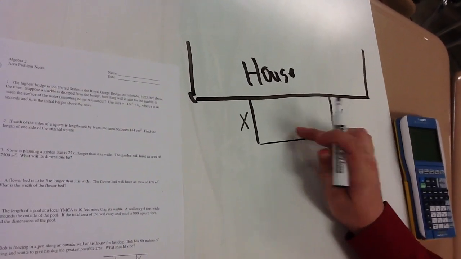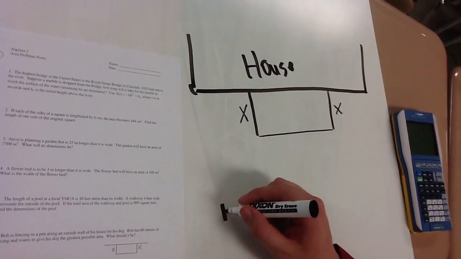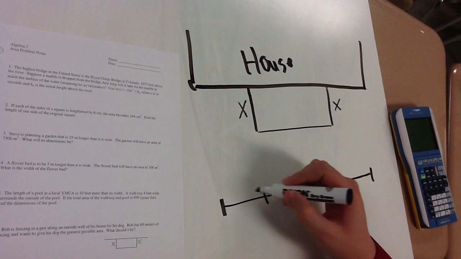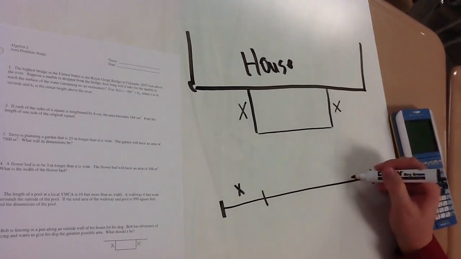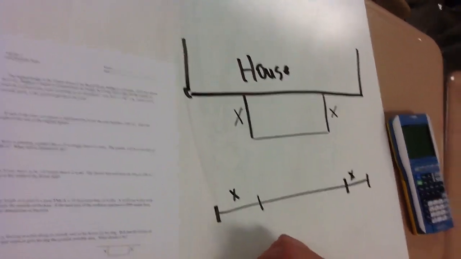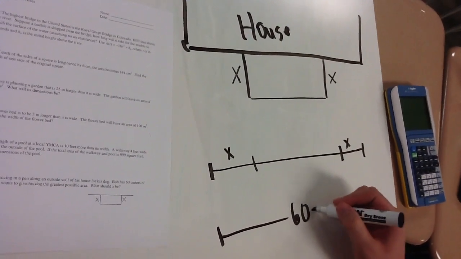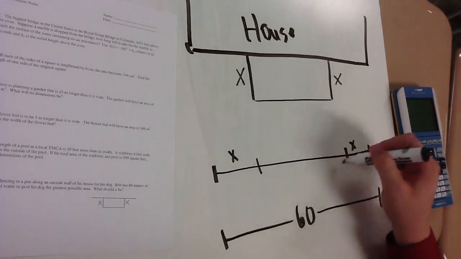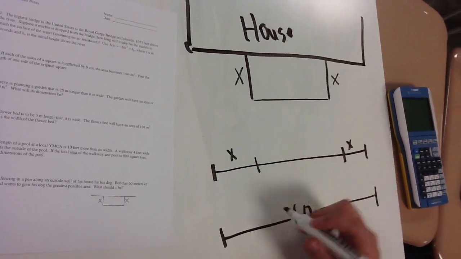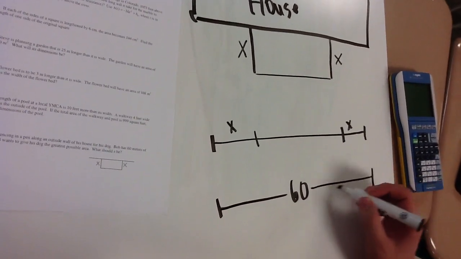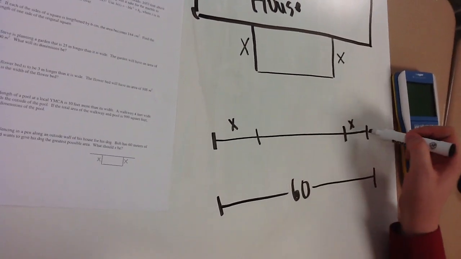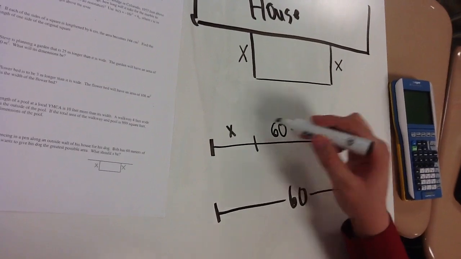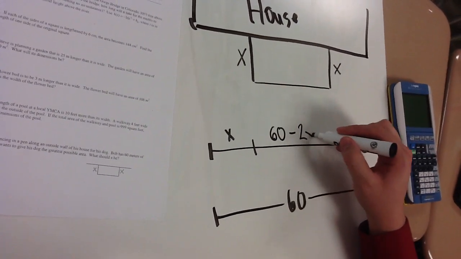So what I want to do is look at my fencing. So here's my fencing right here that I have. I know that this part right here is going to be x. And I know this part over here is going to be x. And I know that the whole entire thing is going to end up being 60. So I want to figure out how much this right here is going to be. Well, if the whole thing is 60, and I have two parts of x, I can label this as 60 minus what I already have, which is 2x.